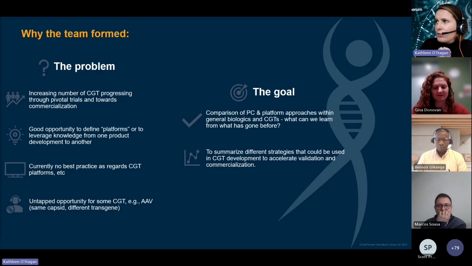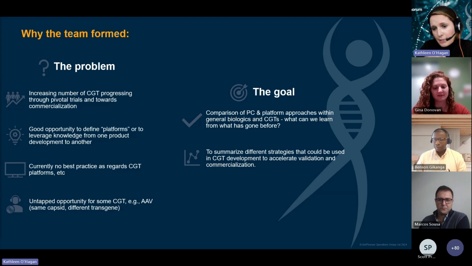So why did this team form in the first place? This was really as a result of the increasing number of CGT products progressing through pivotal trials and towards commercialization. And this exponential growth in these therapies created a good opportunity and, I'd say, a strong desire to look at and understand common manufacturing approaches across these novel therapeutics, which in some cases may only differ by the genetic payload. So the team got together to understand these common practices.